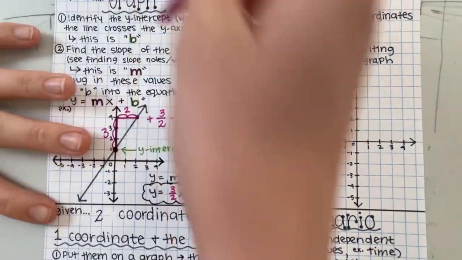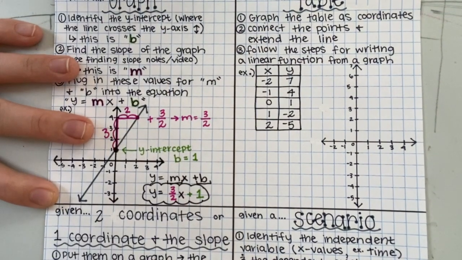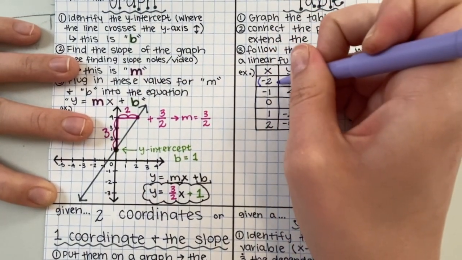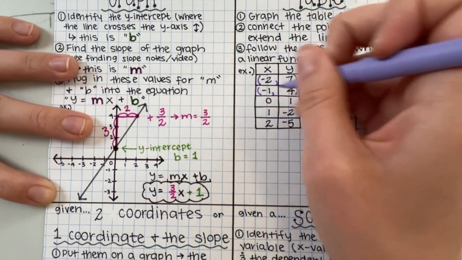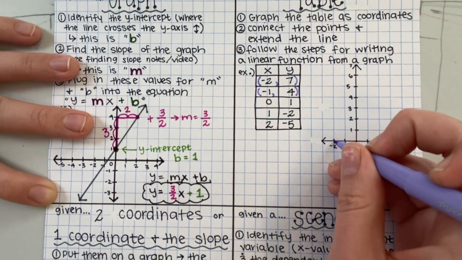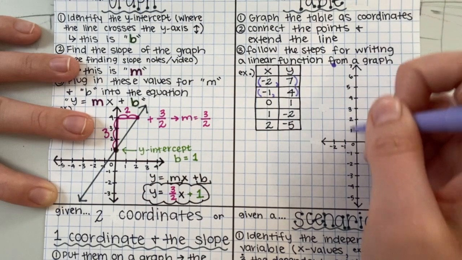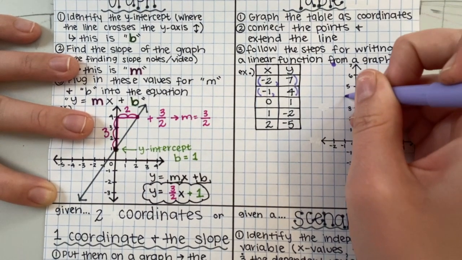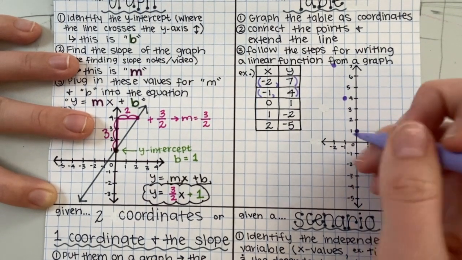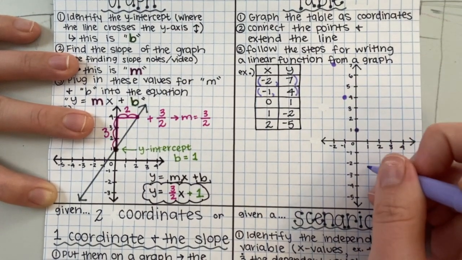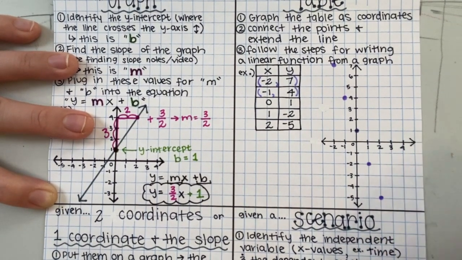So I need to remember that when I'm given a table, it's just giving me a list of coordinates. Let's use purple. So this first coordinate is -2, 7. My next coordinate is -1, 4. My next coordinate is 0, 1. This next coordinate is 1, -2. And then my last coordinate is 2, -5.